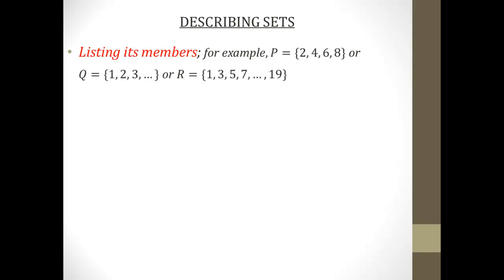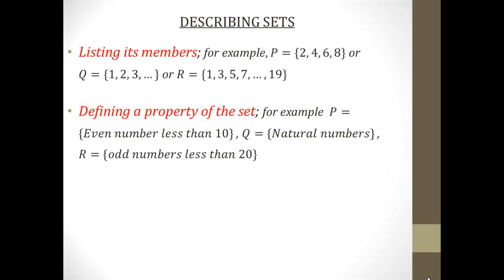Okay, so in describing a set, we may have 3 ways of describing a set. The first one is listing its members. So the set is already given, and its members have already been listed for you to use. The second one is defining the property of the set. We are using the same example as in the first one, that is, listing its members.